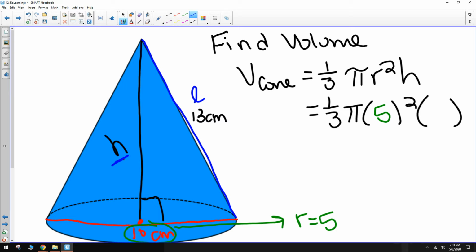I need h here. But what I should notice now is that I created a right triangle. I have one side, the hypotenuse is 13. I have another, h, that I need to find. And this right here goes from the center to the edge of the circle, which is the radius, which I know is 5. So right triangle, I have two sides, I need to find a third. Pythagorean theorem is my best friend.